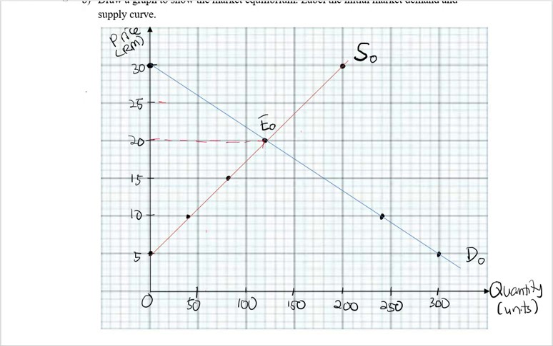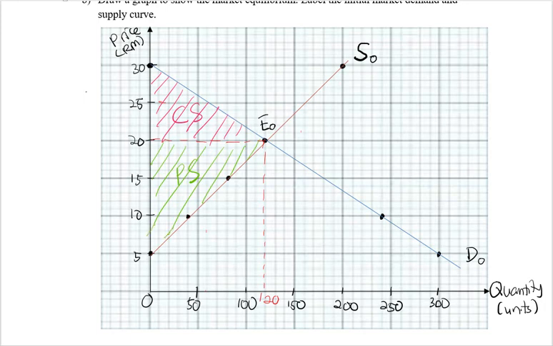Equilibrium price, and this is your equilibrium quantity, which is 120. Okay, so your area of consumer surplus is above the equilibrium, below the demand. So this is the area of your consumer surplus. Meanwhile, the area for producer surplus is down here, below the market equilibrium, above the supply curve. So this is your producer surplus.